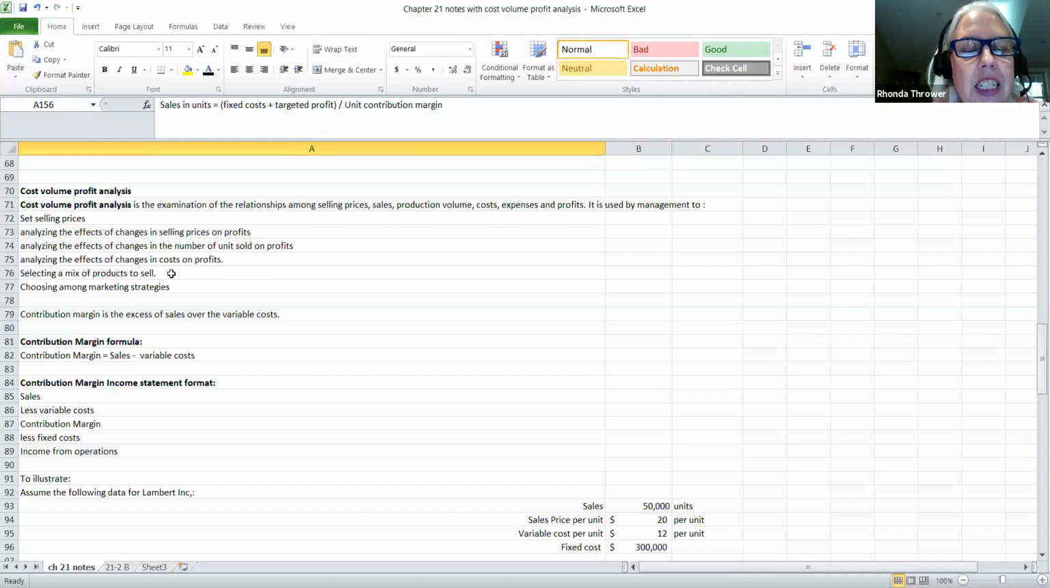So we're going to be looking at some of those costs that we talked about earlier. What would happen if we change the price of the fixed cost? What would happen to the income? What would happen if we change the variable cost? How would that affect the income of the company?